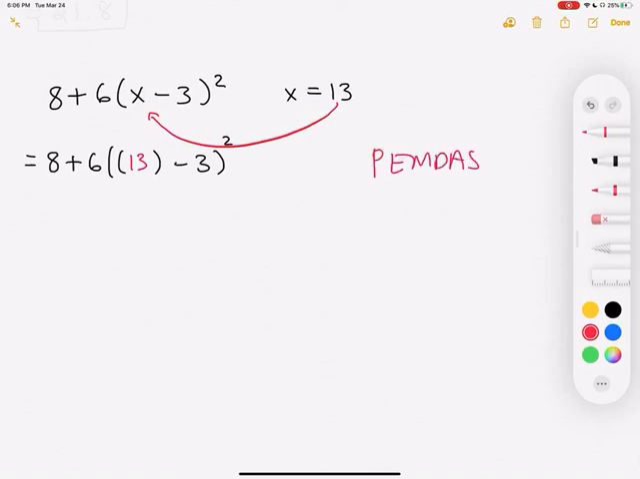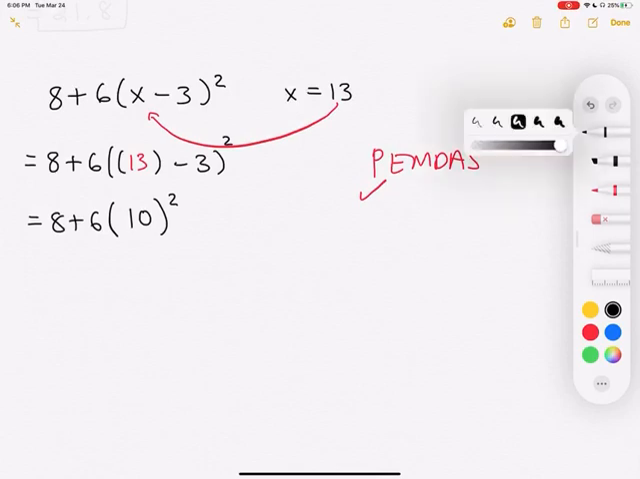PEMDAS. So operations inside a parenthesis. And this I do have an operation inside a parenthesis, which is 13 minus 3. So this is the first operation that I have to do. So we don't do 8 plus 6, even though it's tempting. We don't do that yet. We just do 13 minus 3, which is going to be 10. And we still have an exponent outside of this parenthesis. Okay, so next thing that we're going to do, we don't have any more operations inside a parenthesis.